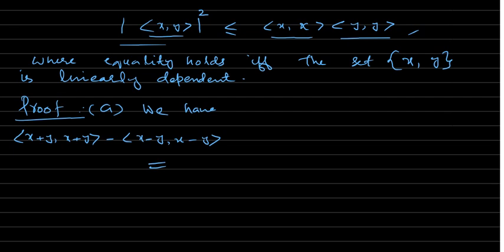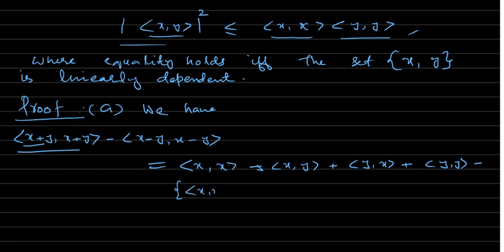So let's start with these two, then we take the other two parts. We have this first, we break this. It's the inner product of x with x, then plus the inner product of x with y, plus the inner product of y with x, plus the inner product of y with y. Okay, this is the first one. Then minus times this, again the inner product of x with x, then the inner product of x with y, it's minus times the inner product of x, y, then minus times again the inner product of y, x.